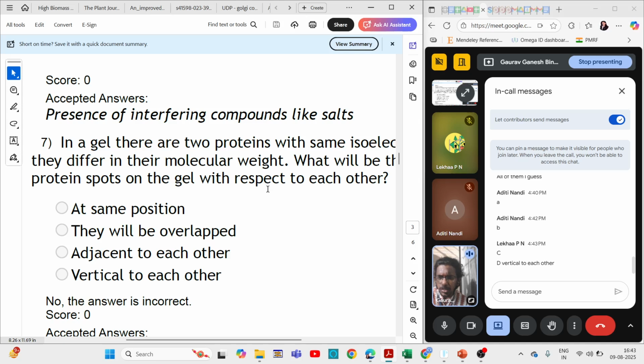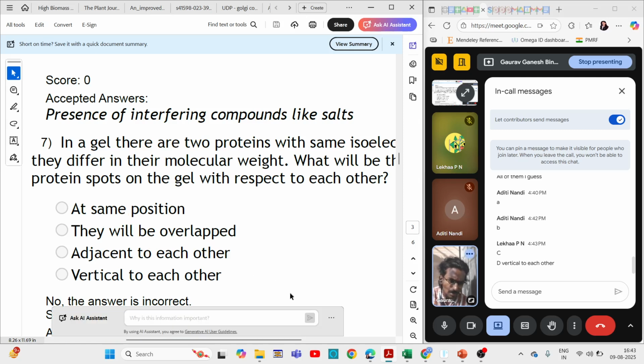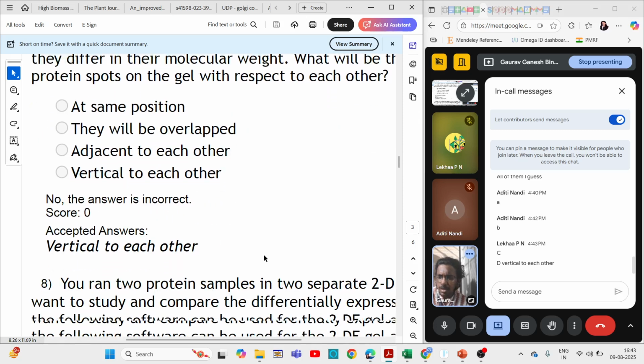protein spots on the gel with respect to each other. At the same position, they will be overlapped, adjacent to each other, vertical to each other. Yes.